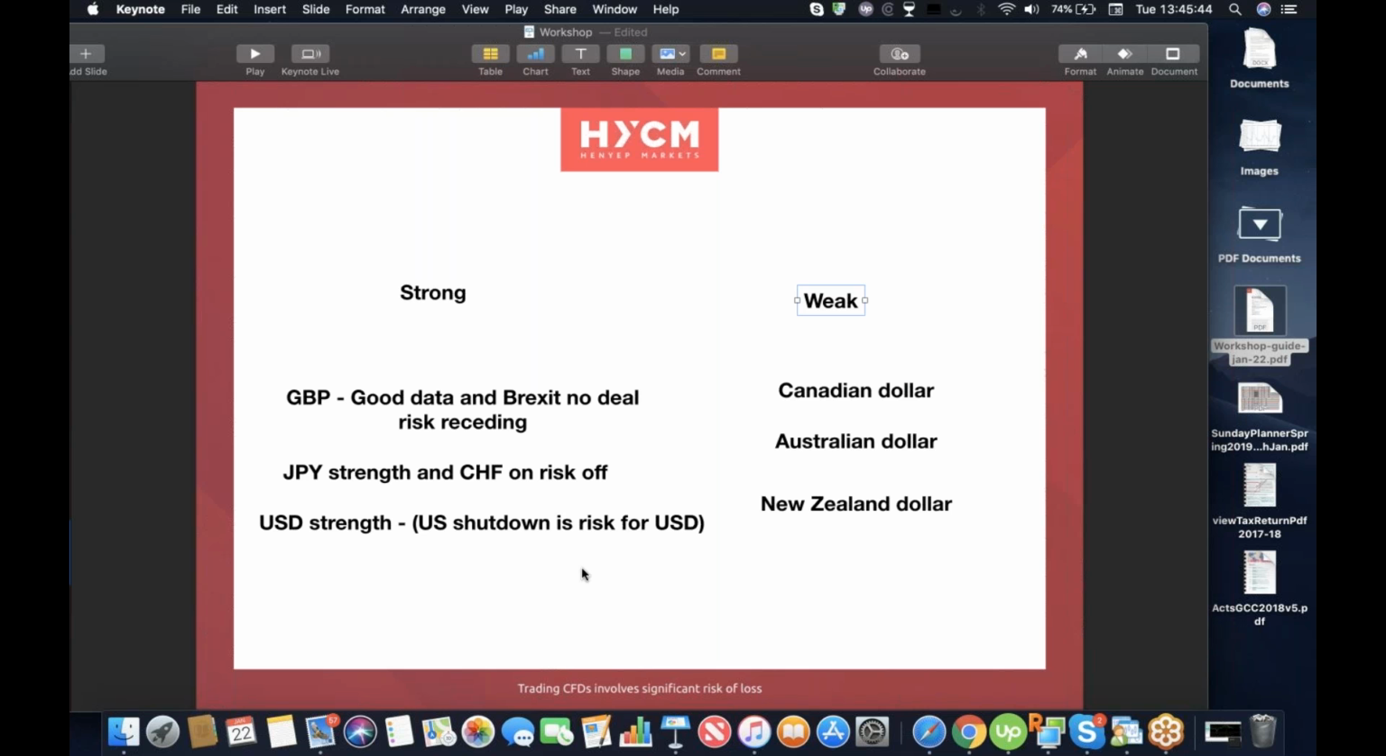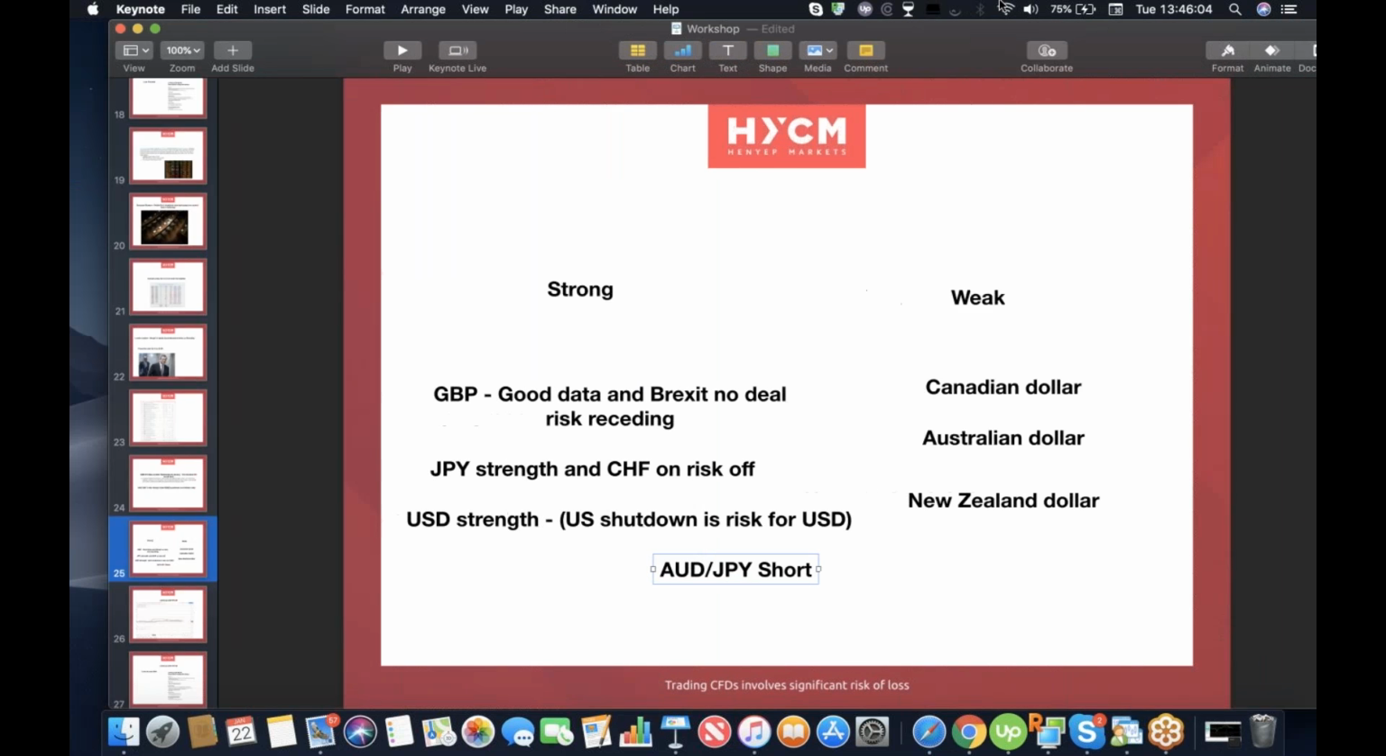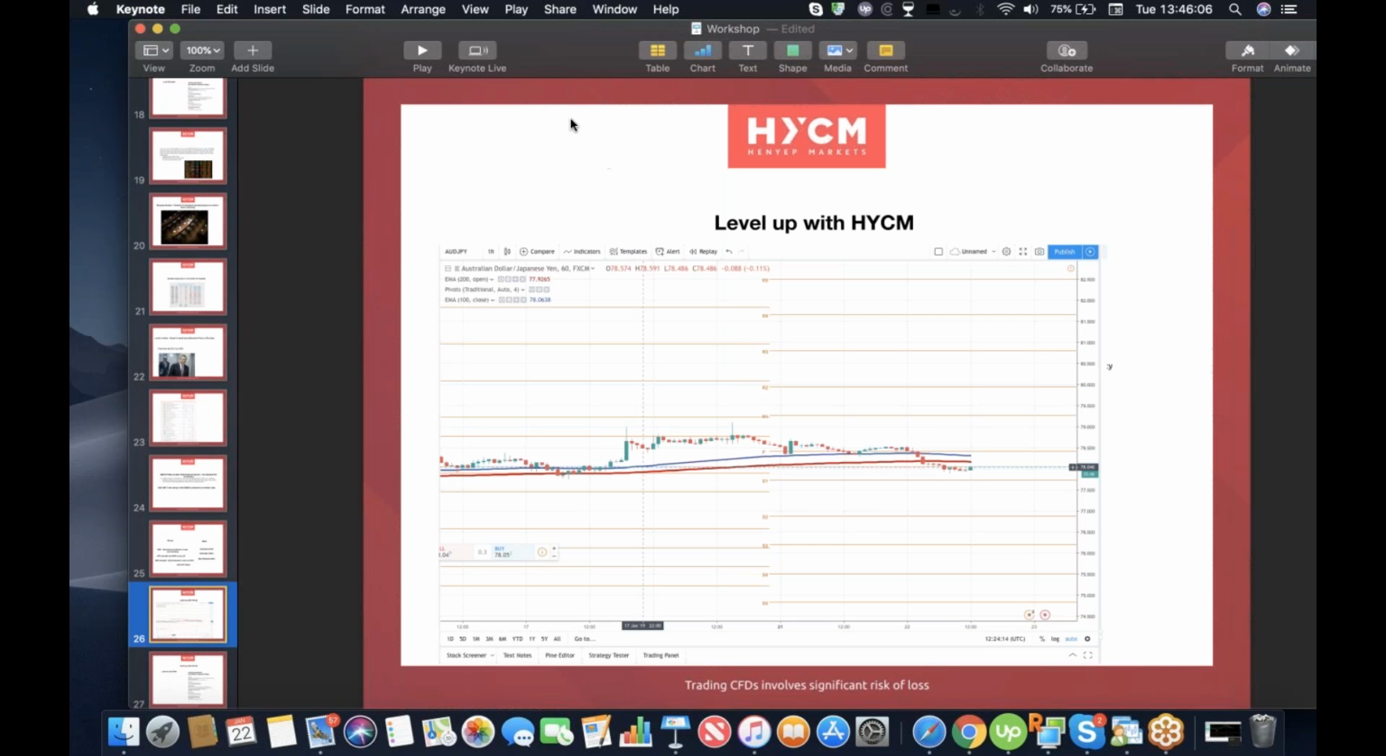So let's look at Australian yen short. Okay, we want to sell the Australian Japanese yen pair. Okay, we've managed to identify that. So going to the charts.